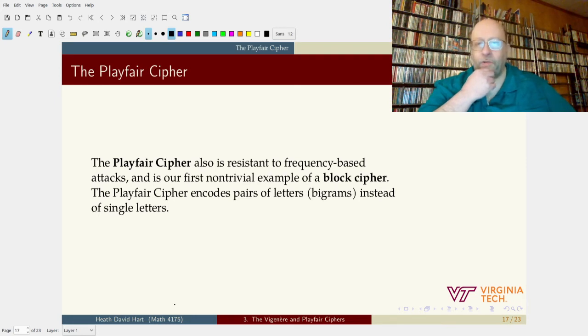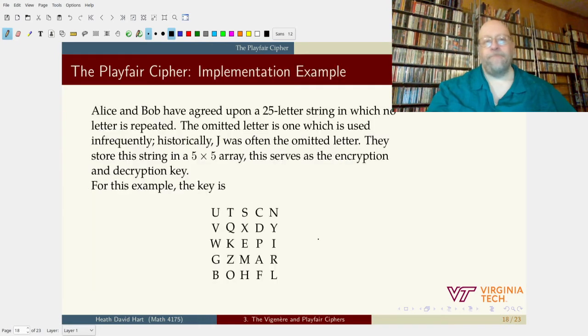Let's look at another crypto system. This is a system called a block cipher. It's also resistant to frequency-based attacks. And what we're going to do in this cipher is encode pairs of letters instead of single letters. Okay? So Alice and Bob have agreed upon a 25-letter string in which no letter is repeated. Now that means that one letter of the alphabet has to be omitted.